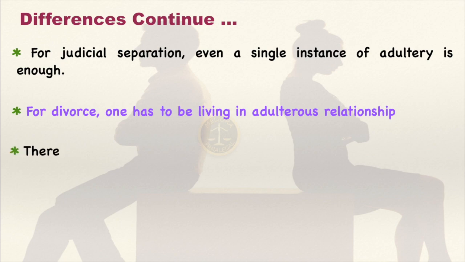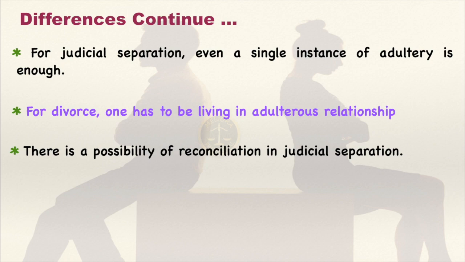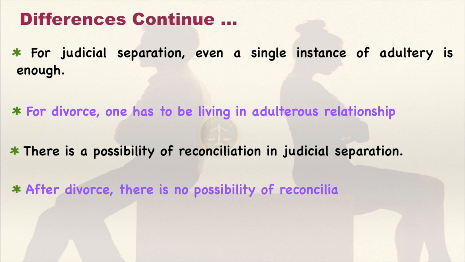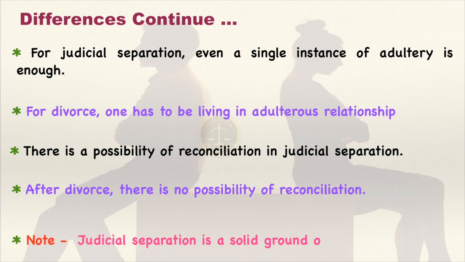Next, there is a possibility of reconciliation in judicial separation. It means once you get the decree of judicial separation and start living separately, if at any point in time you feel like living together, you need to file a petition to cancel the order of judicial separation, and after cancelling that order you can start living together. But after divorce, there is no possibility of reconciliation. Note, judicial separation is a solid ground for divorce.